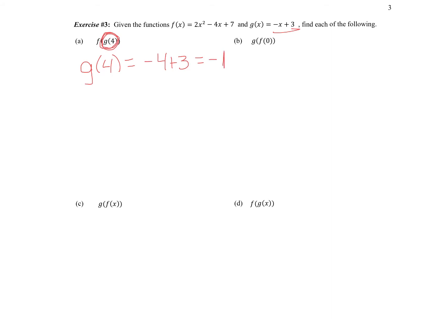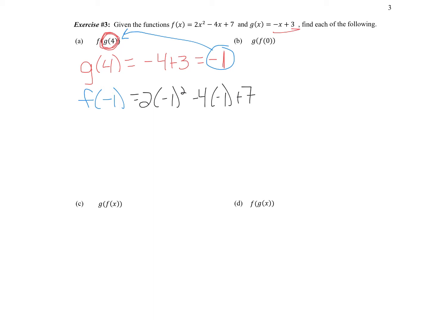So I'm going to take that answer. That's what goes right where that red circle is. So now we're going to find f of negative 1. So we did the g function with a 4, we got our answer, and now we're going to do the f function with a negative 1. So here, 2 times negative 1 squared minus 4 times negative 1 plus 7.